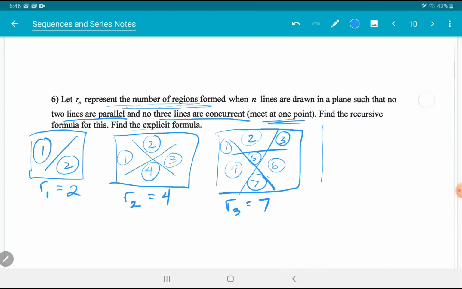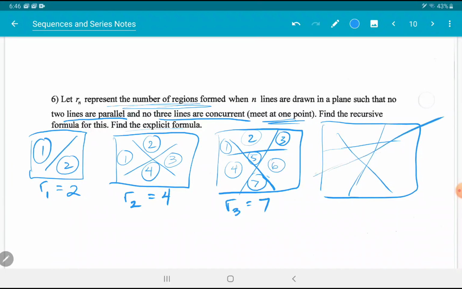Let's draw another one. Let's see here. And let's go with 4 lines now. So 1, 2, 3. Now how am I going to make a 4th line so it's not parallel with anything and not concurrent with 2 other lines? Maybe something like this, like that. How's that look? Pretty good. It's not parallel with anything. It's not meeting up with 2 other lines. It looks pretty good. So let's label it.